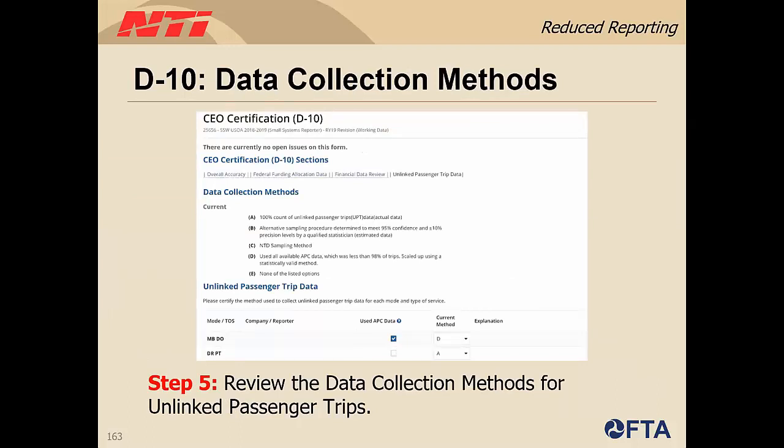Lastly, you will review the data collection method for unlinked passenger trips. There are several methods, the most common being 100% count of unlinked passenger trips. The other options are an alternative sampling method, the NTD sampling method, APC data, or none of the options listed, which you would provide a description for. Please note, most reduced reporters do not sample for UPT. If you are unsure of what method to select, consult with your analyst for guidance.